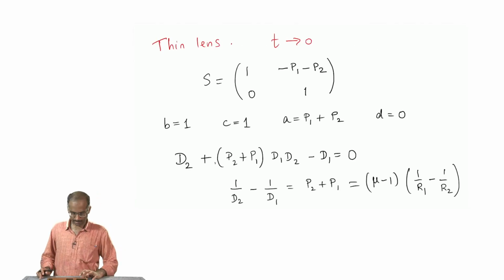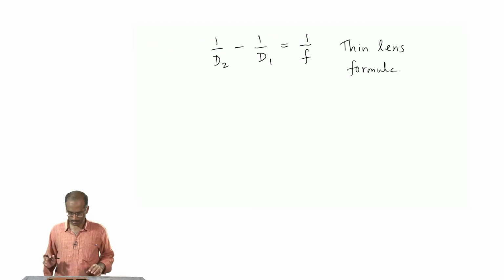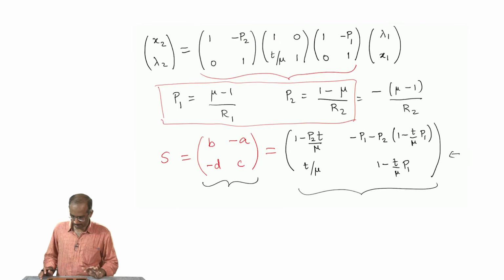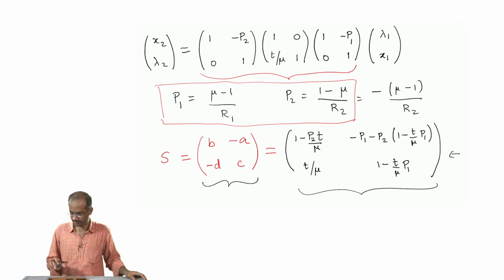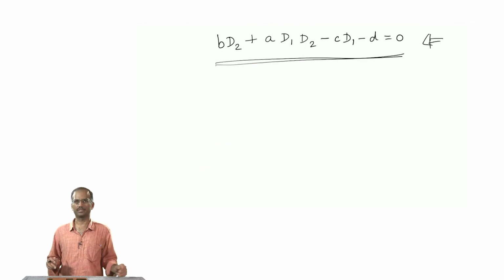For the case of thick lens, I will probably not do the problem, but you need to go back to the full equation, which is this. So, you can't take the limit t goes to 0. So, keep this as it is, identify A, B, C and D, and then substitute them in this equation, and you should be able to get a relation between d1 and d2.